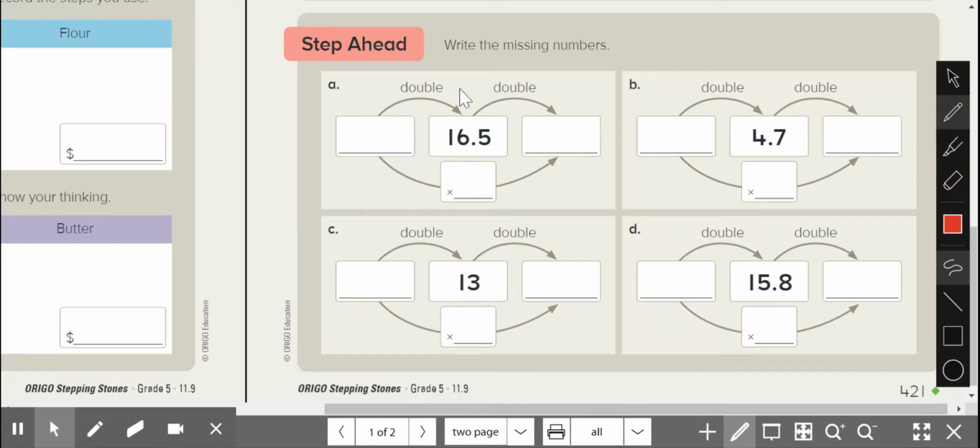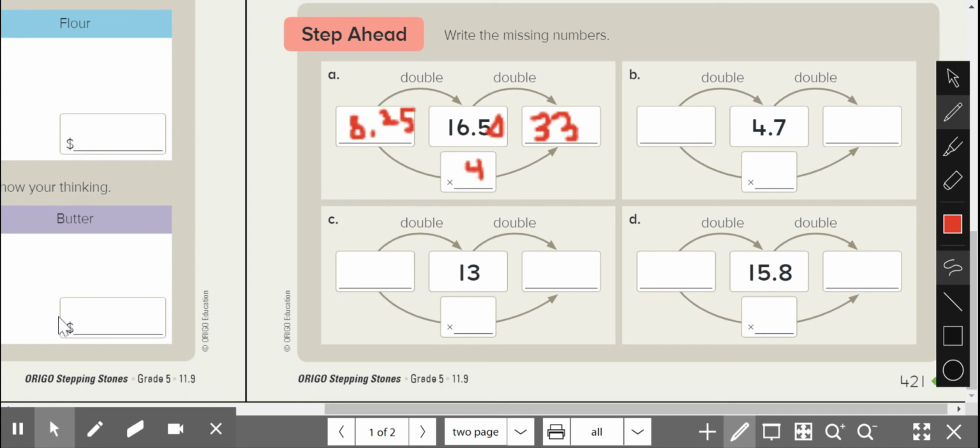And then here we're going to think about writing the missing numbers. So we doubled to get 16.50. If we double that again, we'll have 33. So to go backwards, we have to halve that. So half of this, and I'm thinking of money amounts here. So half of that is 8.25. I'll show you. I'm just putting a 0 there to make my brain think it's money. And there's a 4. So what am I doing? I'm taking this number here times 4, and I get 33. Good luck.